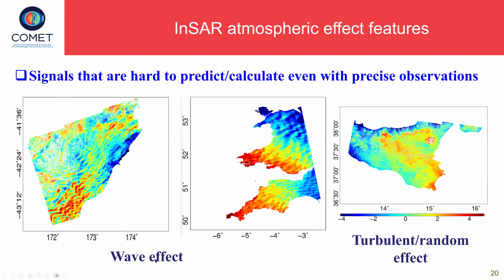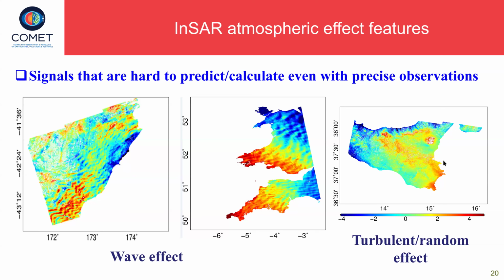For example, this wave effect, you may see it in coastal areas. This one is from New Zealand, and this one is in the UK, in Western England. So you can clearly see the wavelength, the wave effect, which is really random. And we don't know why this happens, but it's really annoying. It's caused by the troposphere.